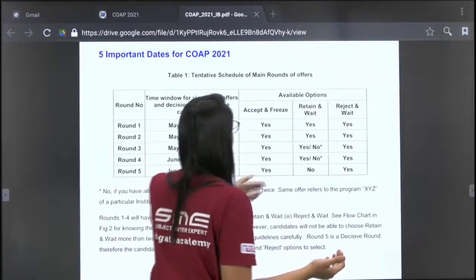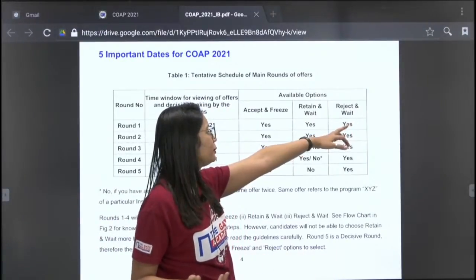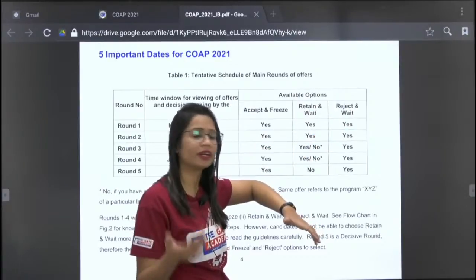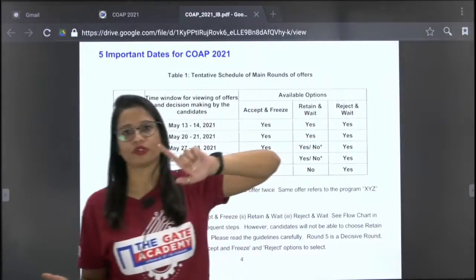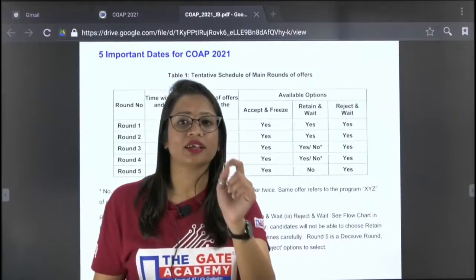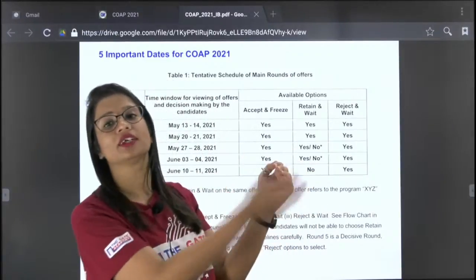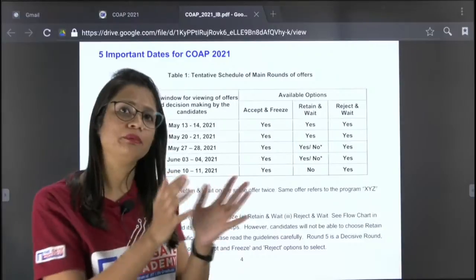So what will you do? You will just reject and wait. Wait means that you are available there for upgradation, but you are rejecting the current offer. Why is it necessary to reject that? Because that will be available for the other students now, so that vacancy can be filled up.